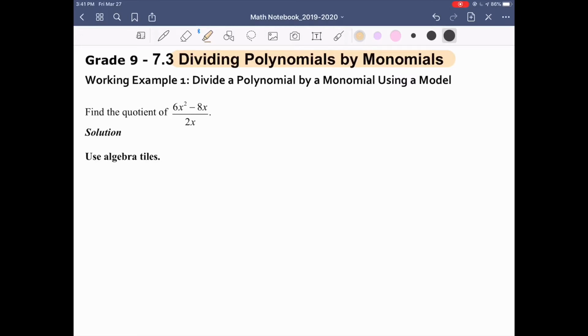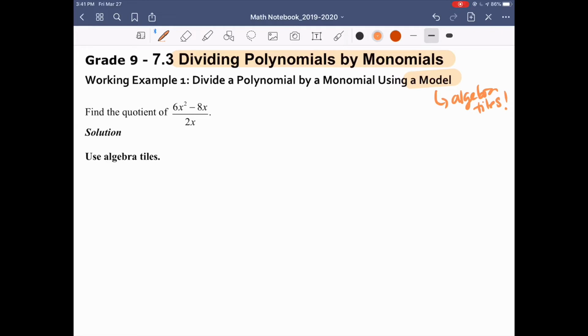Last class in 7.2 we did multiplying polynomials by monomials. So today we're doing the opposite. Working example number 1, we're going to divide a polynomial by a monomial using a model. Now, whenever it says model, right away you should think algebra tiles. That's the key word for algebra tiles.